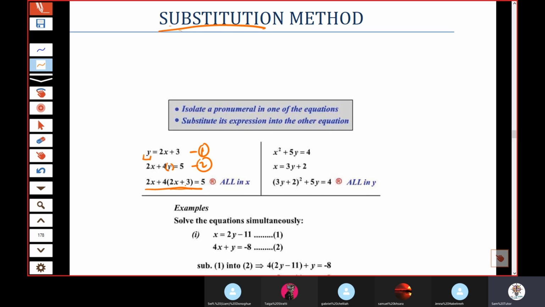So now that you've got one letter, you just do what you would usually do, which is, let's say, 2x plus 4 times 2, 8x plus 4 times 3, 12 equals 5. 2x plus 8x is 10x. You bring your 12 over. So the rest is just equations. I'm not stressed about equations because I think I know your equation skills are good. So I'm not worried about the equations, I'm just worried about the simultaneous bit, understanding it.